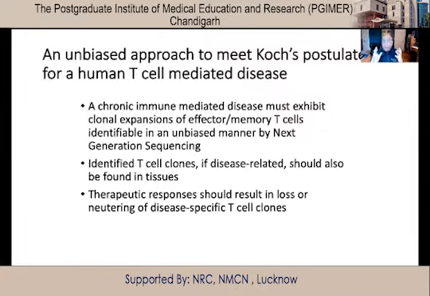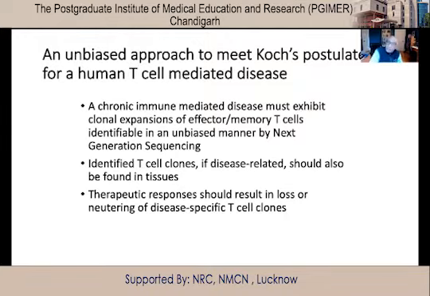So what do we think you need? If your disease is caused by T cells, we think there are some Koch's postulates we can use. Are there clonal expansions of effector memory cells? If there are clonal expansions, then we can look at them in detail, and you can prove it's a clonal expansion by next generation sequencing. I'll show you an example of that.